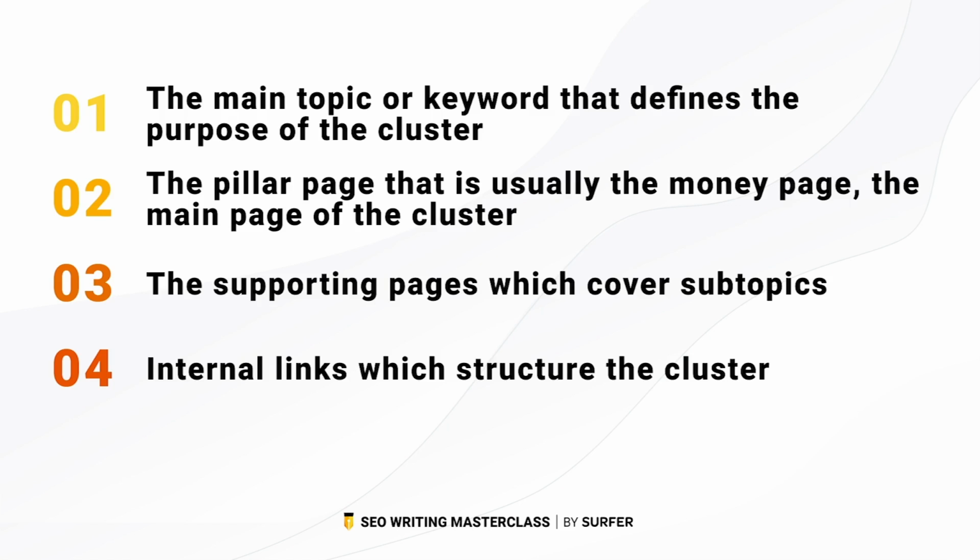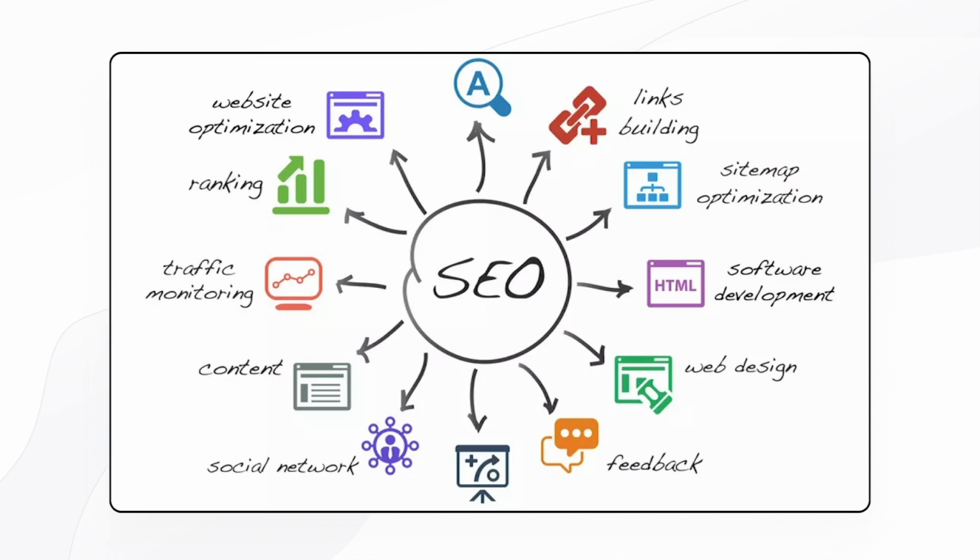The cluster is made of the following elements. The main topic or keyword that defines the purpose of the cluster. The pillar page that is usually the money page, the main page of the cluster. The supporting pages which cover subtopics, and internal links which structure the cluster. Now let's explain these terms one by one. The main topic or keyword is the keyword we want to rank for. We want to have it dominated by our pages or subpages. To achieve this, we create clusters.